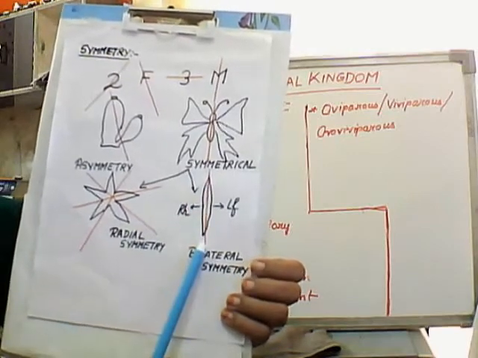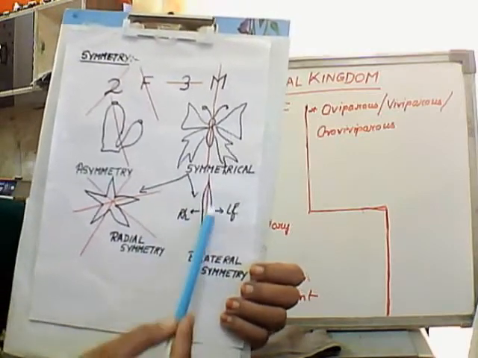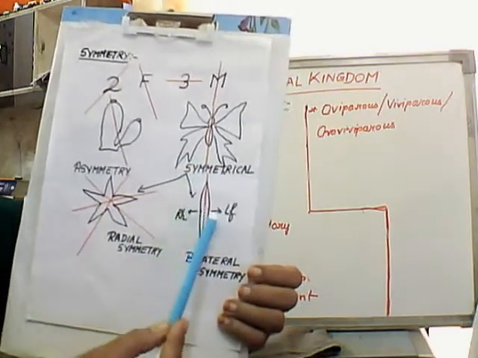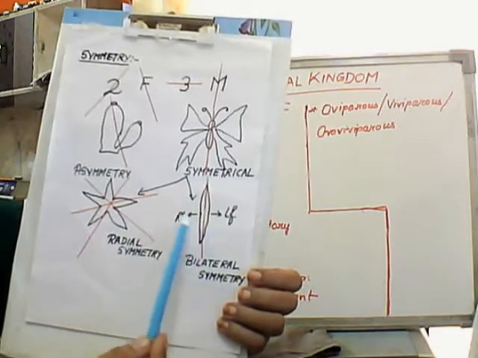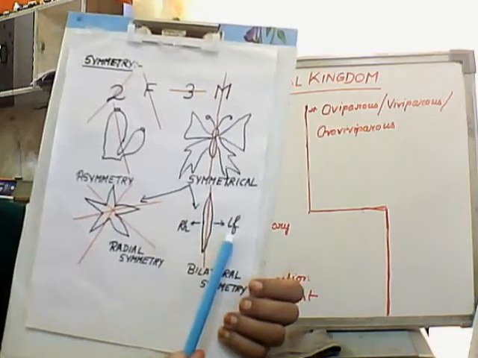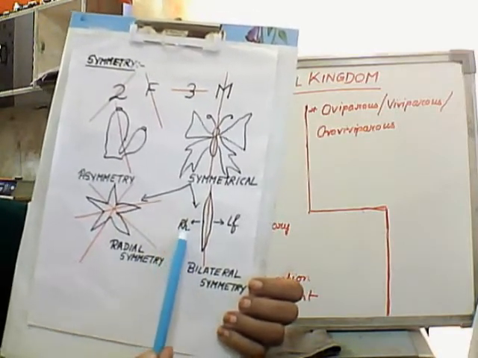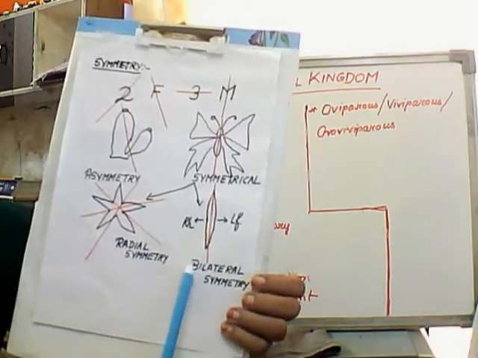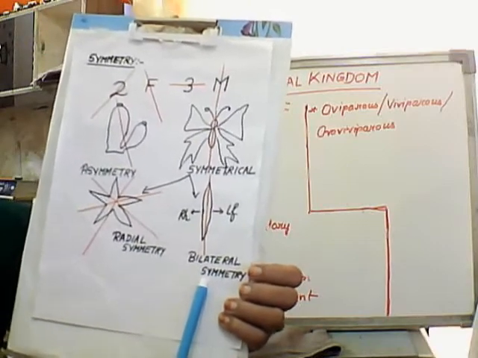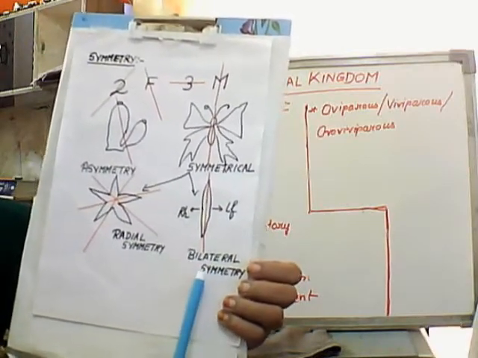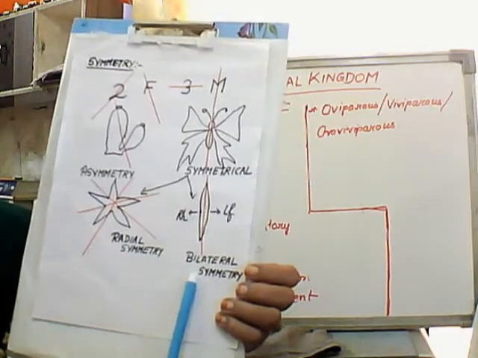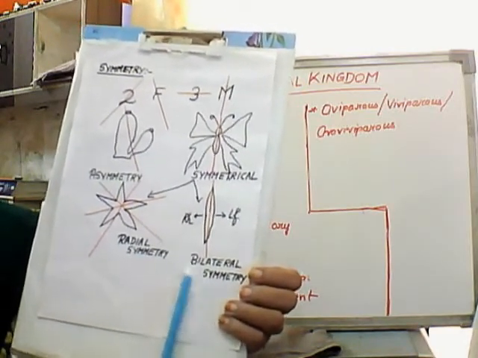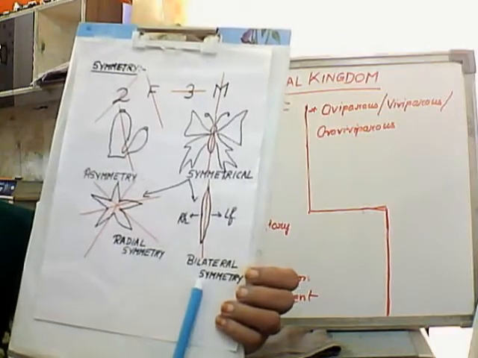Then the second one, you just see, I have drawn one elongated organism, and if you see, it can be divided into only two equal halves, that is the right and left side. And if any animal can be divided into two equal halves, that is right and left, it is said to be bilaterally symmetrical or bilateral symmetry. Here the example you can give is even the human being or the leech; they fall under this category.